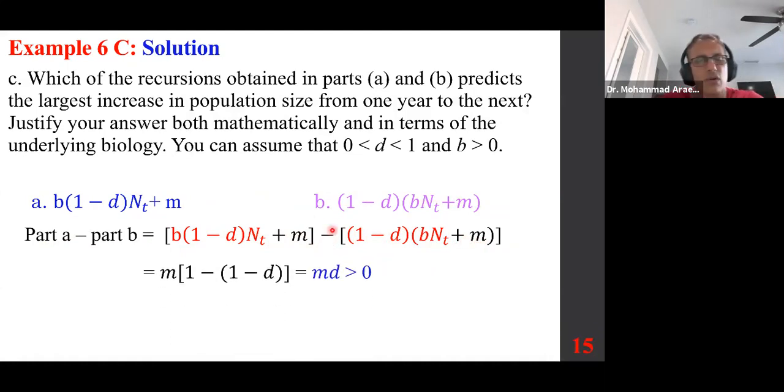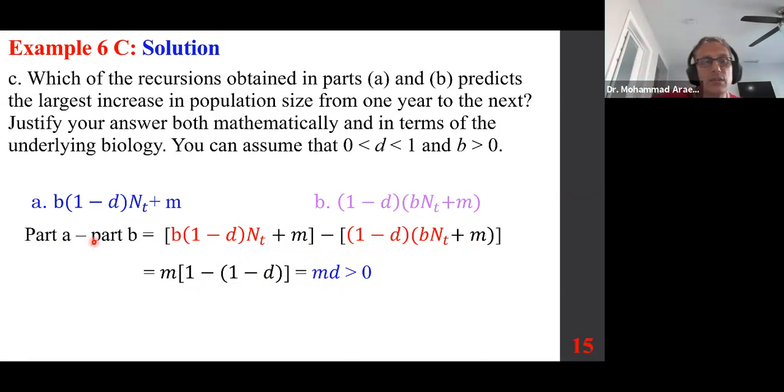Again, if you can't follow that, please just distribute and observe. So M from the first one, if I factor it out, becomes 1. M times 1 minus D from the second one. So 1 minus 1 plus D, and it's MD. M and D, every number is positive, therefore M times D is positive. And if it's positive, that means part A minus part B is positive, part A is larger.